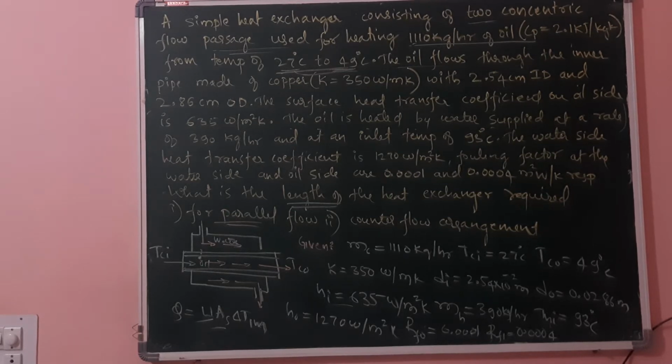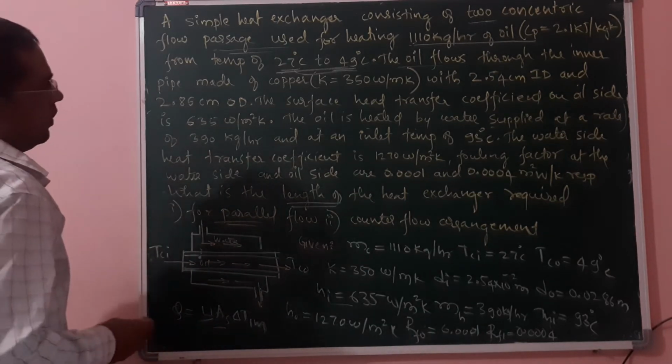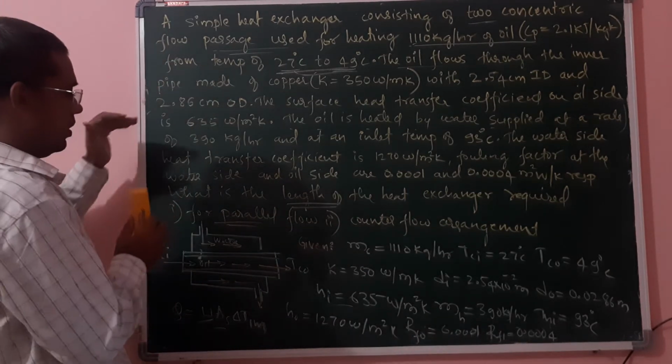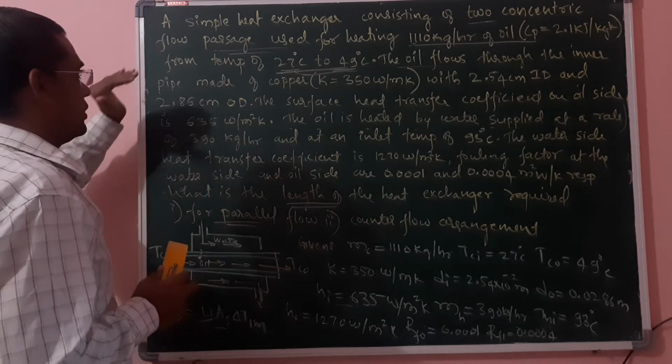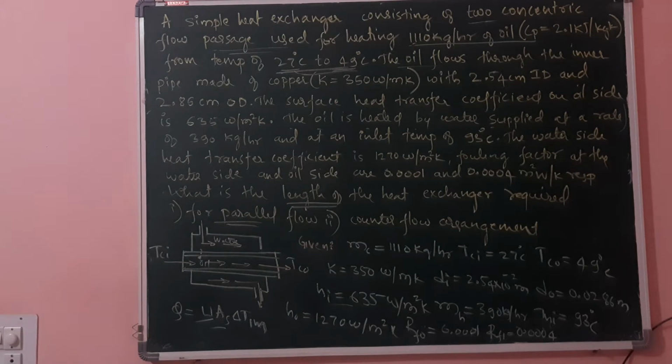Okay, first we will calculate U. I will rub this problem. We will take case 1 as a parallel flow heat exchanger, and case 2 we will take as a counter flow heat exchanger. I will rub this one.